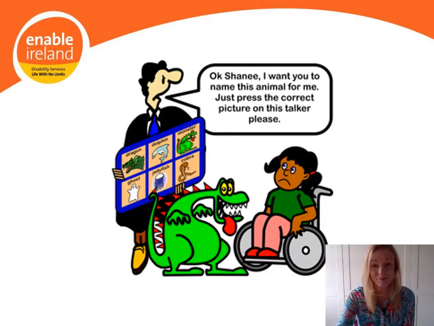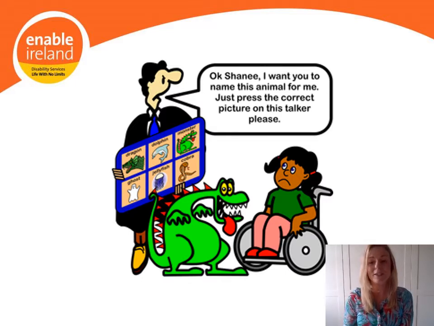Right? If we look at this picture here, you can see Shani, and she does look very happy. It's because her teacher is saying, Shani, I want you to name this animal for me. Just press the correct picture on your talker, please. And I've seen this happen a lot.